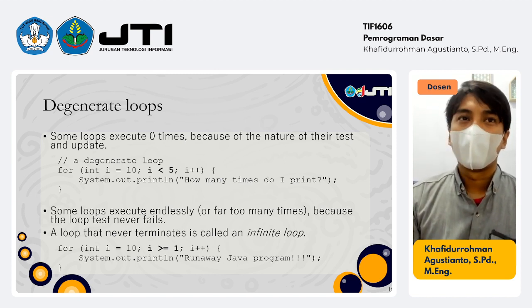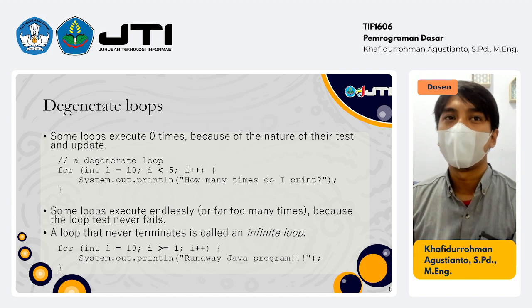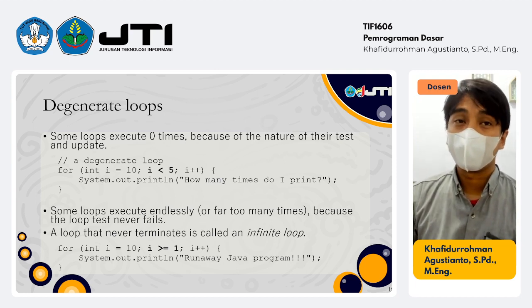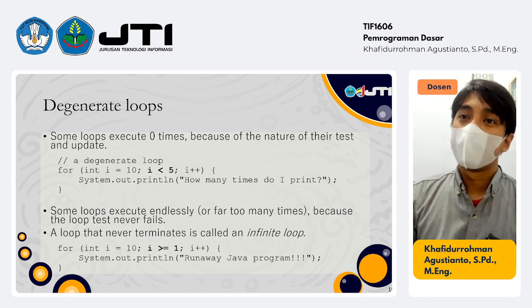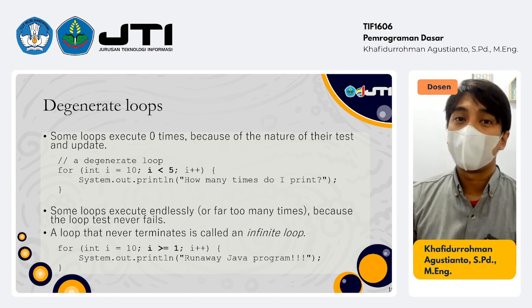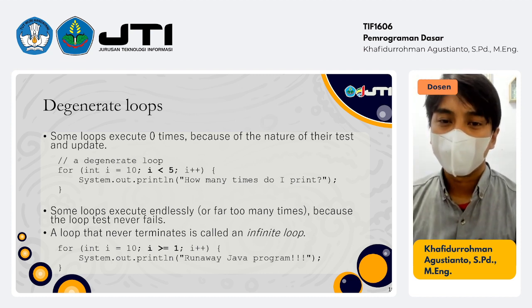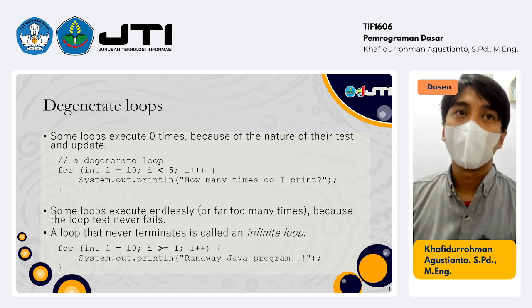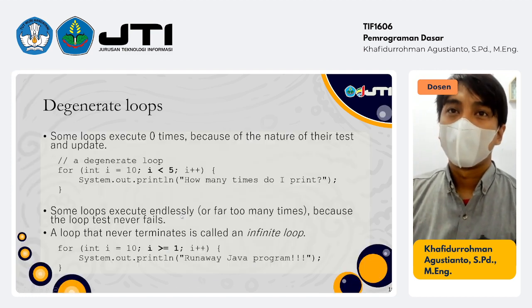Degenerate loops. Some loops execute 0 times because of the nature of their tests and updates. For (int i = 10; i < 5; i++), how many times does it print? 0. Some loops execute endlessly or far too many times because the loop test never fails. For (int i = 10; i >= 1; i++). Sometimes 0 times, sometimes endlessly. You should be careful.